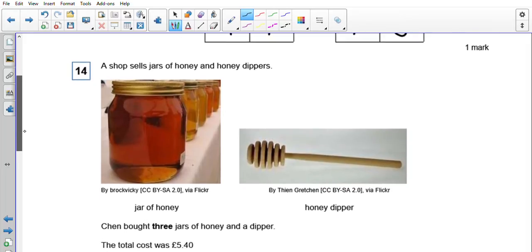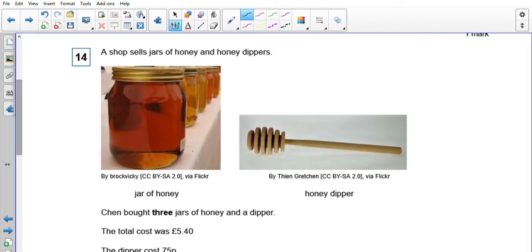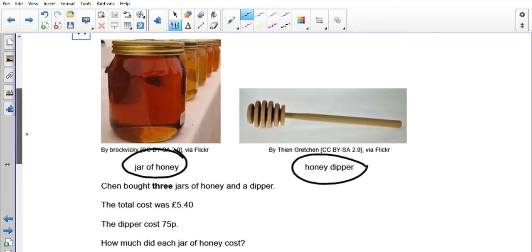Question number 14 is about a shop selling jars of honey and honey dippers. What we've got here is a jar of honey and a honey dipper, in case you were unsure of what they are. Chen is buying 3 jars of honey and a dipper.